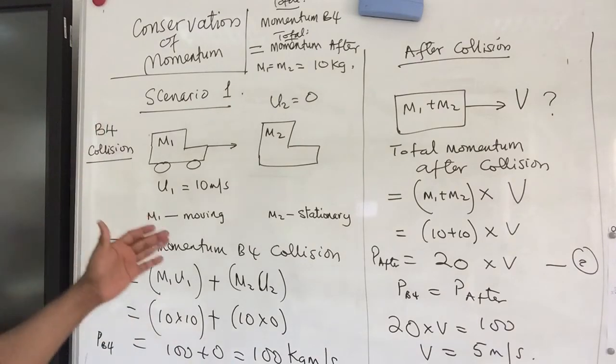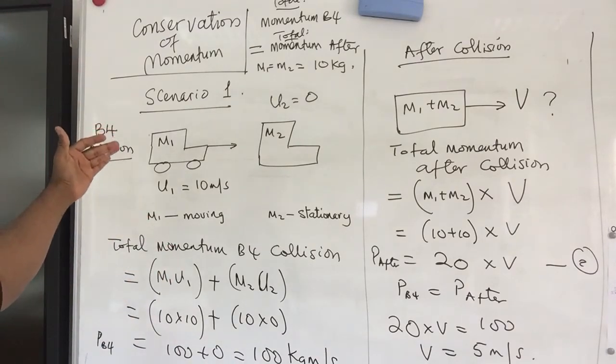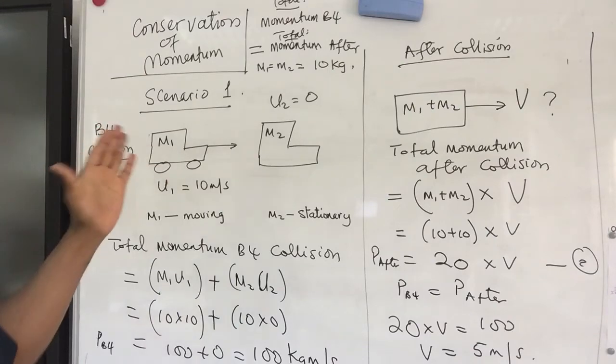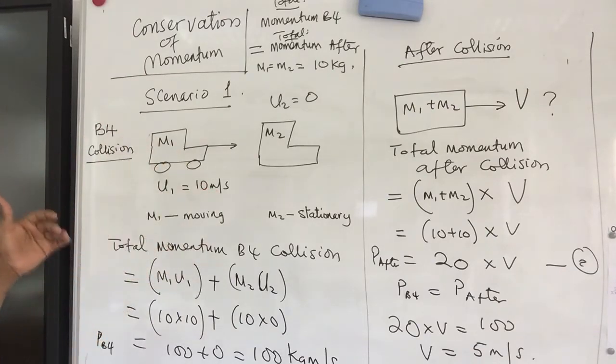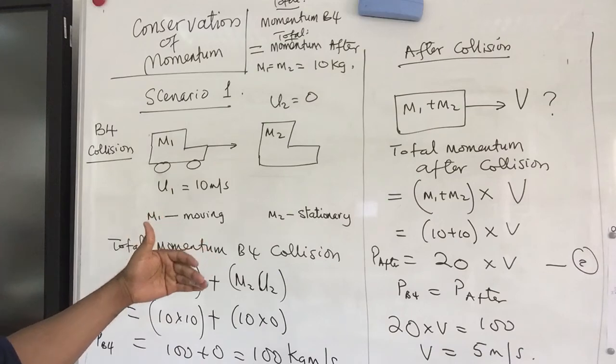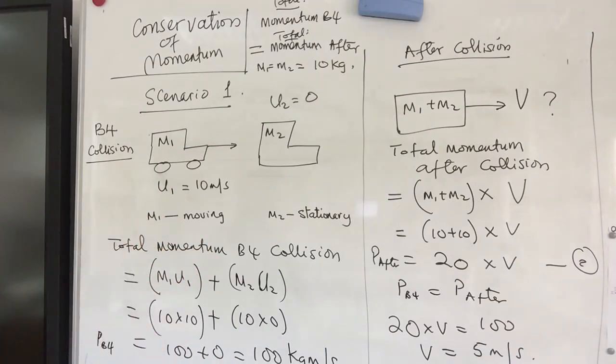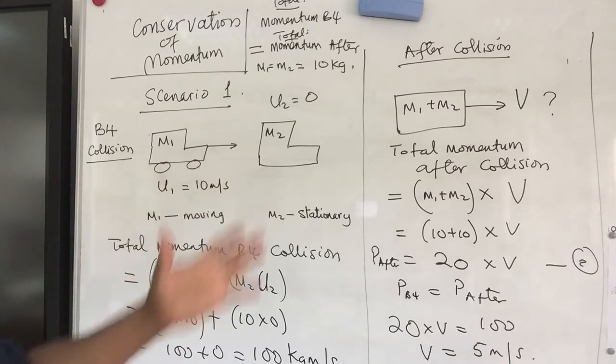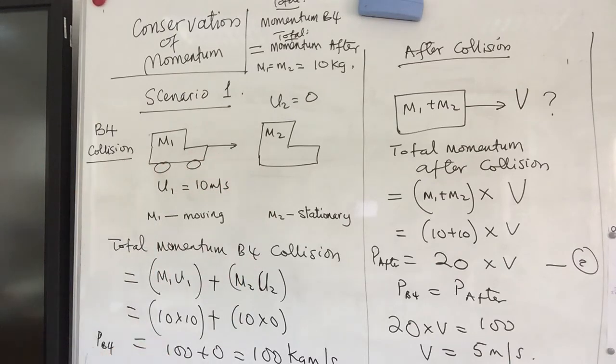So, in summary, two masses, one is moving, the other is stationary. The one moving hits the stationary one, they join up together, get stuck, and start moving in the same direction. How do we work out their joint velocity after collision? This is how we do this kind of problem.